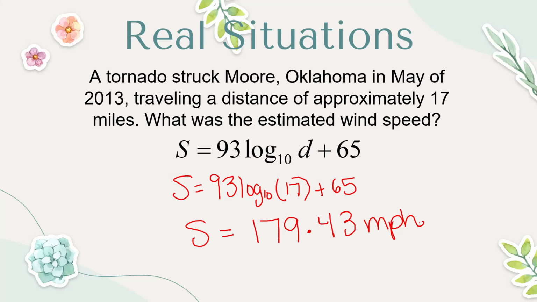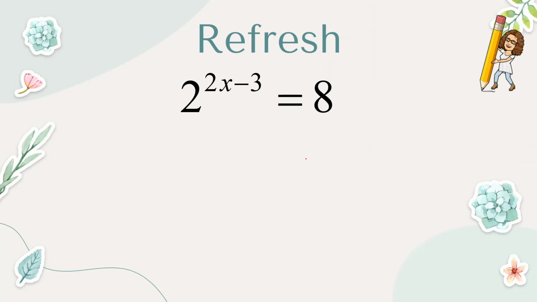But this also could allow you to determine, if you knew the estimated wind speed, we could also go backwards and find the distance it traveled. That would be another thing we'd be able to determine using what we're going to be talking about today. But first, let's talk a little bit about refresh information.